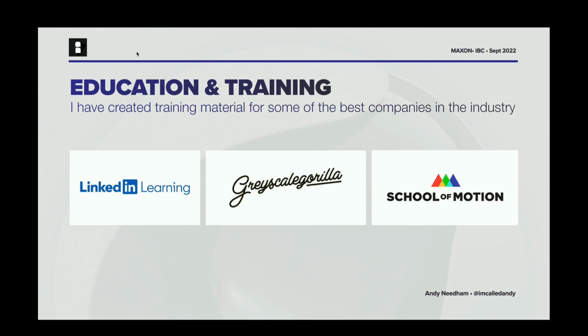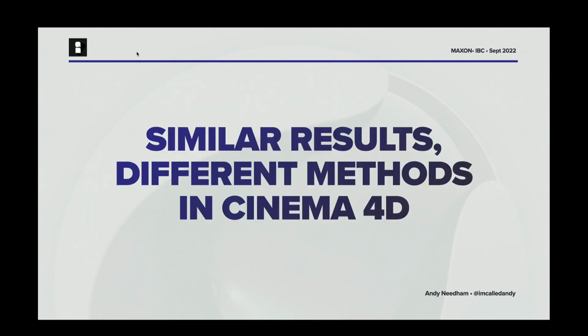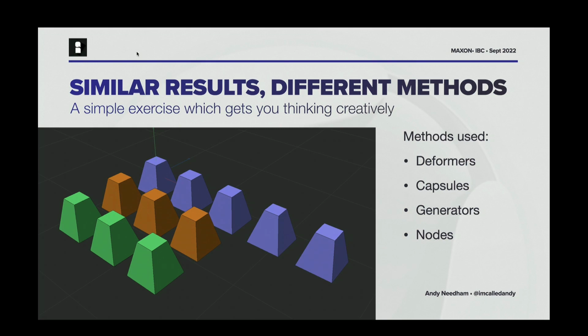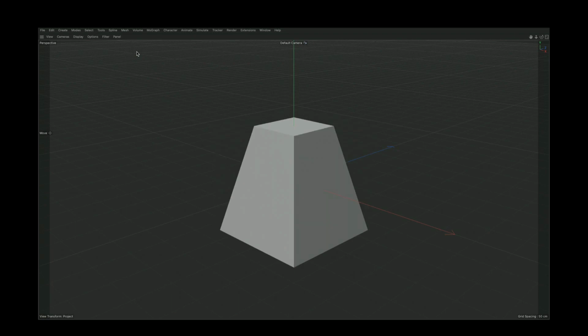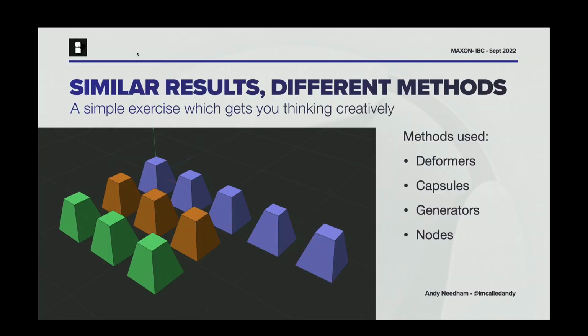So the presentation, we're talking about achieving similar results but using different methods. The first part of this is a little exercise that I was designing, really, just to think creatively, using different methods of the software, actually touching various parts, not going to all the familiar tools. So it's just to take a cube and taper it, but keeping it as a mesh, a primitive, so we can't make it editable, and it has to look exactly the same as that.